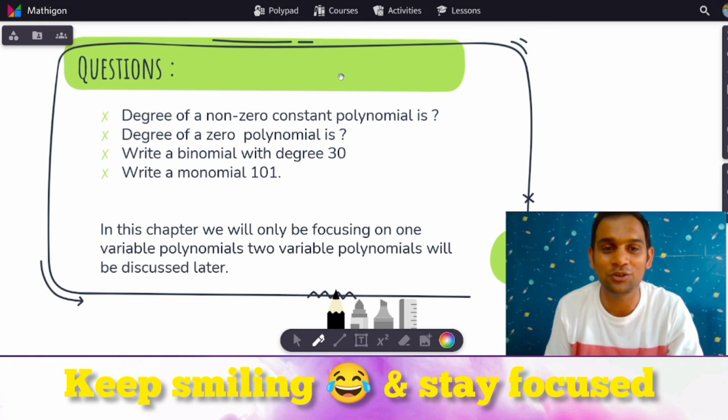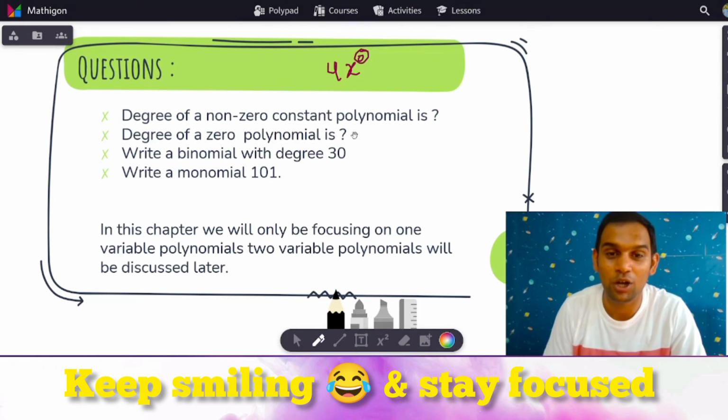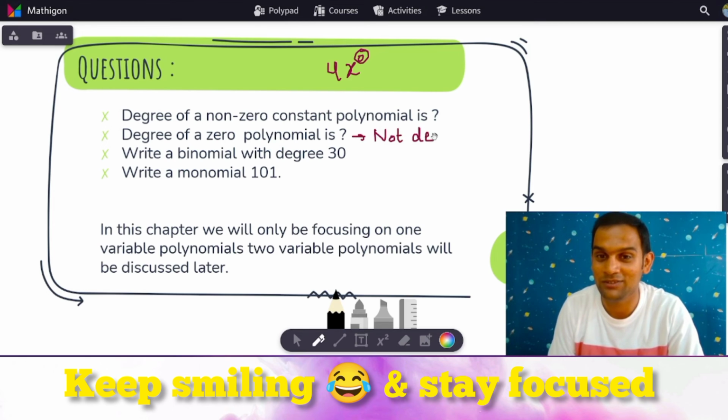So degree of a non-zero constant polynomial is, 4x to the power 0, right? So the degree is 0. 4 is a constant polynomial. Now what is the degree of a zero polynomial? Degree of a zero polynomial is not defined. Now you might be surprised with this answer. Let's try to understand why.